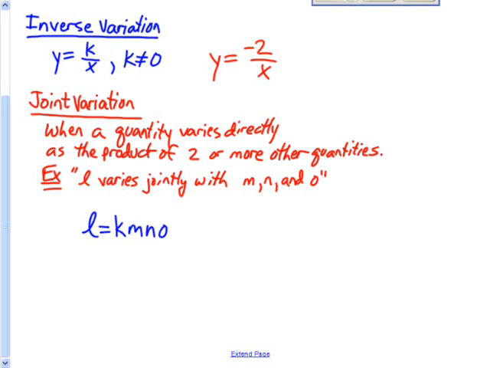So K, M, N, and O are all being multiplied, okay? They vary jointly. So you would just have some number in there for K. Maybe K is 13. So here's an example of them varying jointly, okay? L equals K M N O.